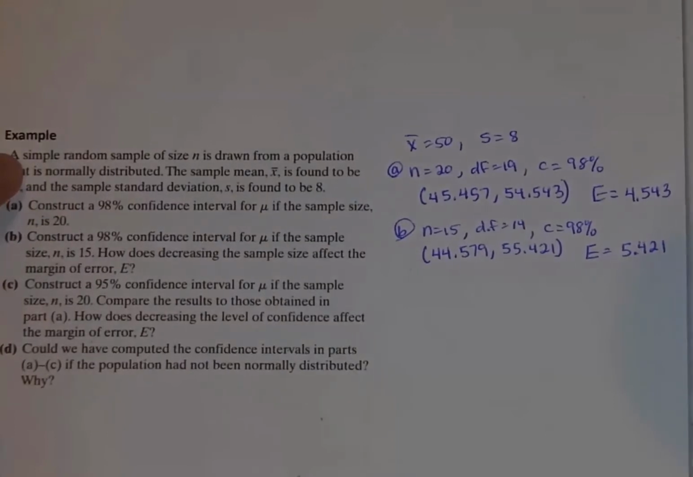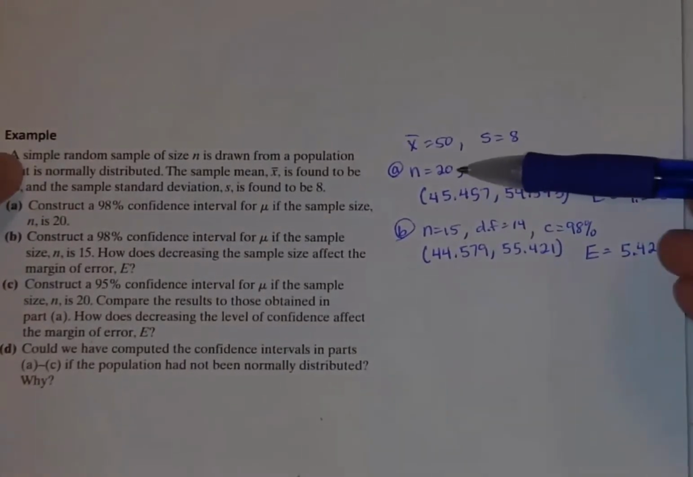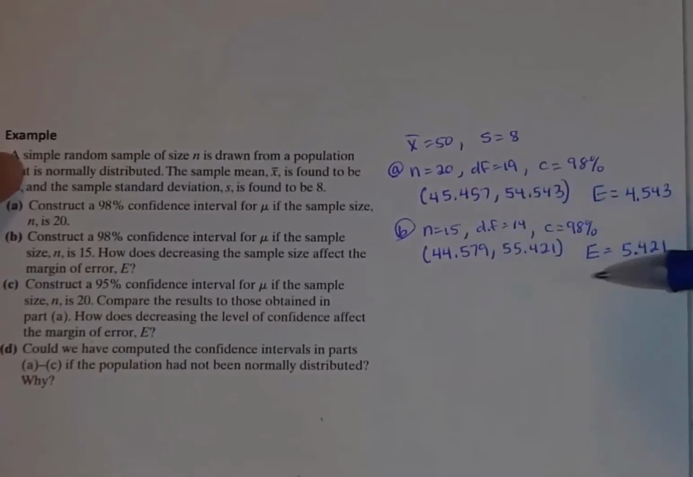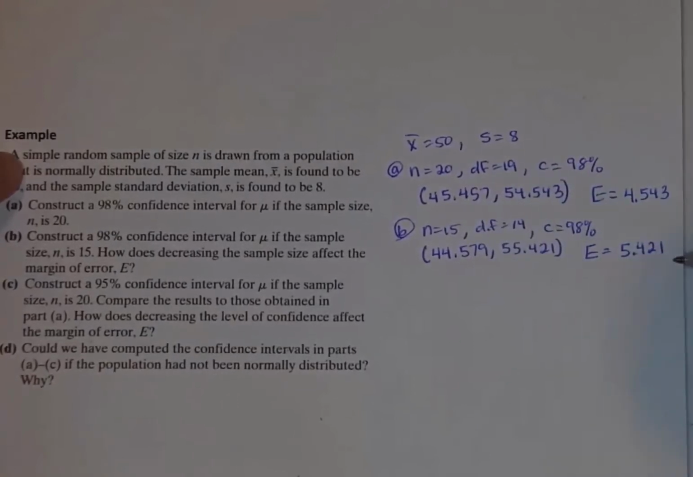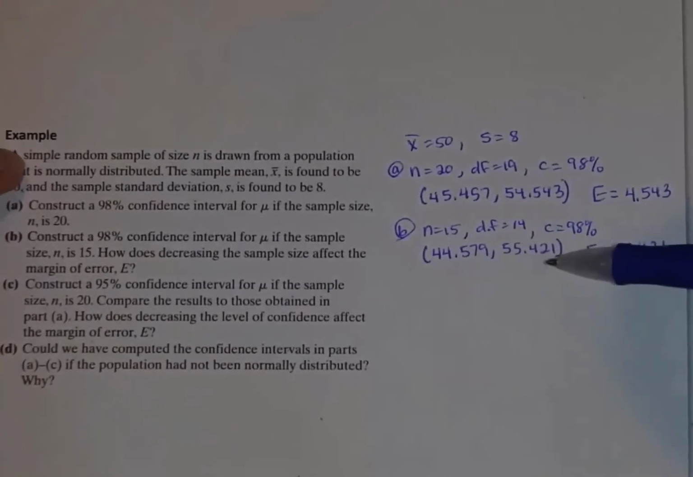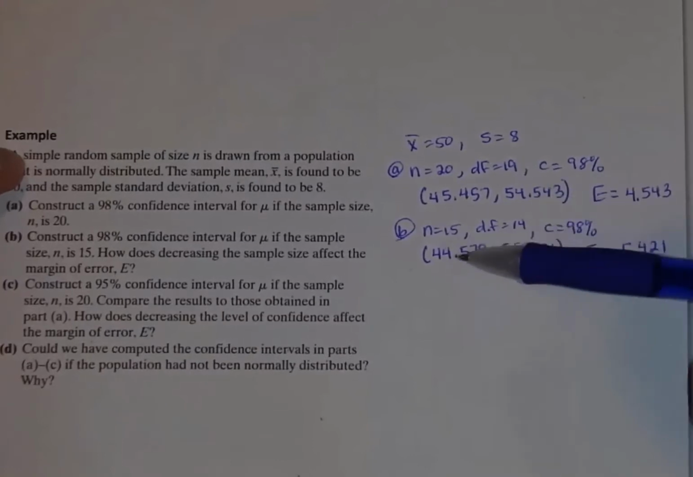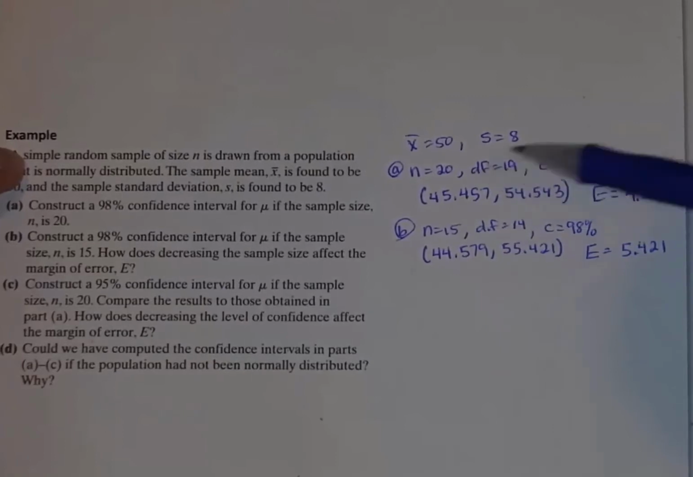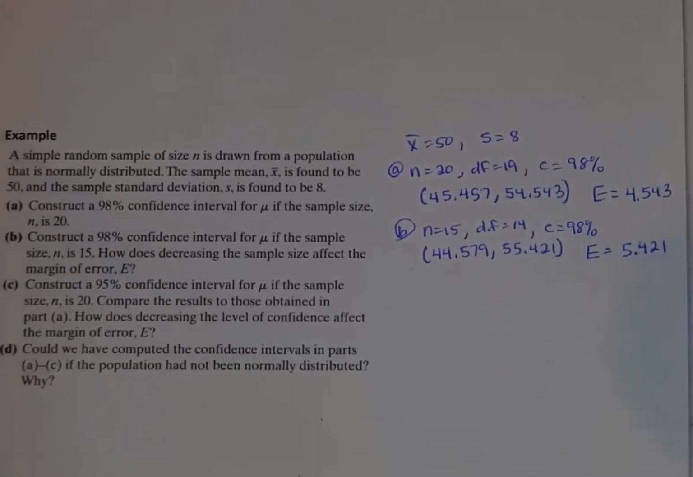So what's the point? As the sample size decreased from 20 down to 15, with everything else staying the same, the margin of error increased, which made the interval wider. Or you could look at that from the other perspective. If I increase the sample size from 15 to 20, the margin of error would decrease and my confidence interval would narrow. So we can increase the accuracy, so to speak, of our confidence interval by increasing the sample size.